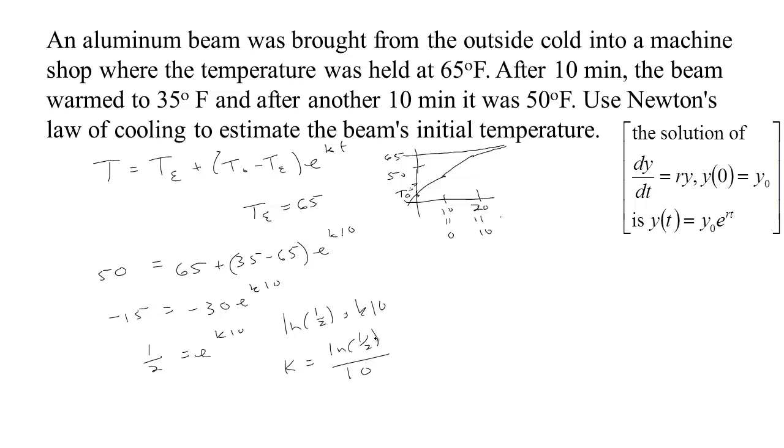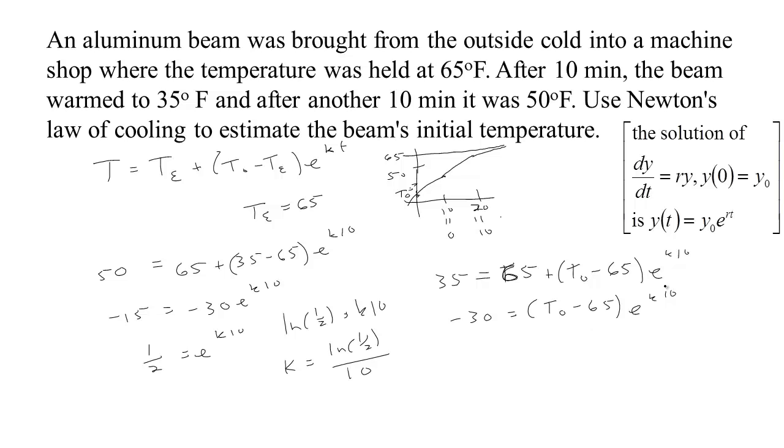Now our question is to figure out what was the beam's initial temperature. We don't know that initial temperature. We do know that 10 minutes after it came in, if the initial temperature was whatever it was outside, and the temperature of the environment is 65, we have T naught minus 65 times e to the kt, and we know what k is, and we know we waited 10 minutes and the temperature turned out to be 35. Then we can use this to solve for the initial temperature. First I subtract 65 from both sides to get negative 35 equals T naught minus 65 times e to the kt.